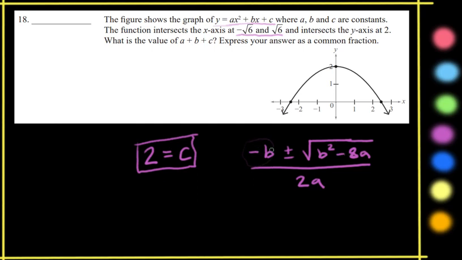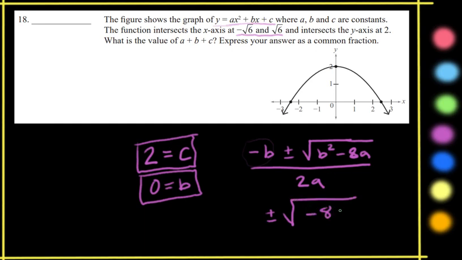So this part has got to be 0, because the vertex of our parabola is centered right at 0. So the plus and minus, that square root thing, is going to take us to these symmetrical roots here. So this b has to be 0. So we have 0 equal b. We're already 2/3 of the way there now. So let's plug that in. Now we just have plus and minus the square root of b squared is 0. So this is just minus 8a.